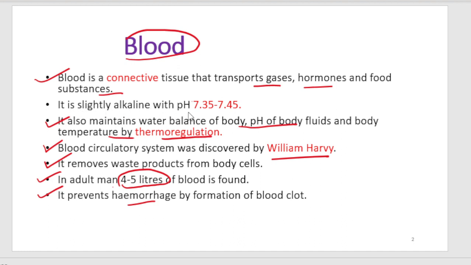In its nature, it is slightly alkaline. On the pH scale, its alkalinity is somewhere between 7.35 and 7.45.